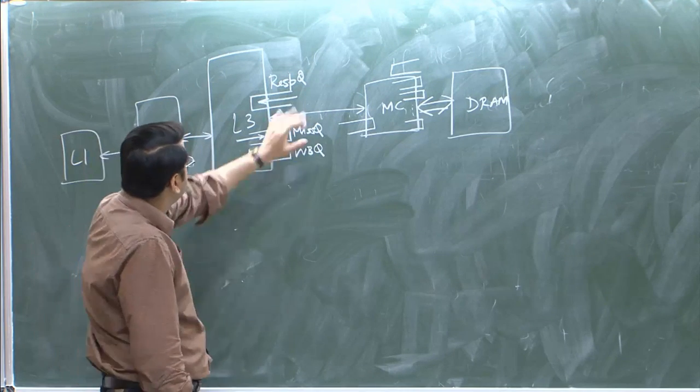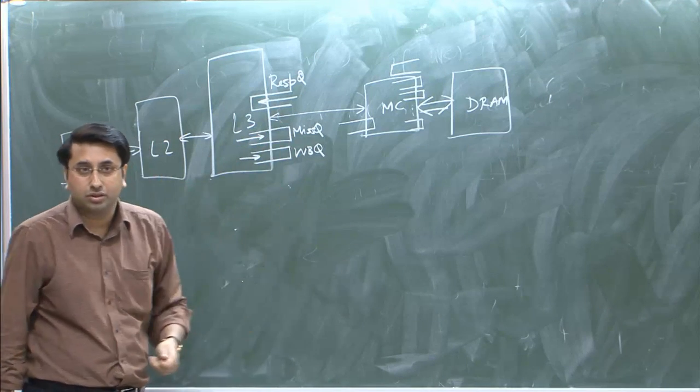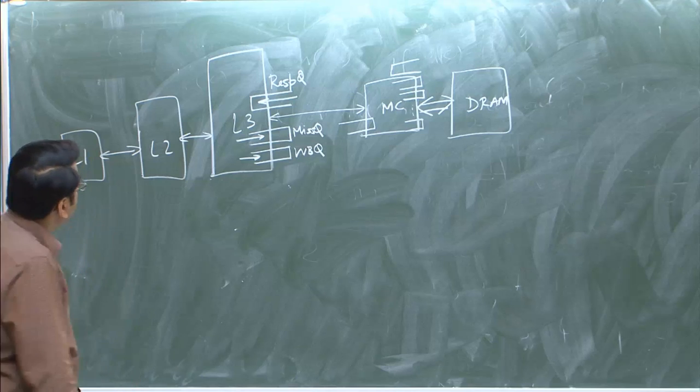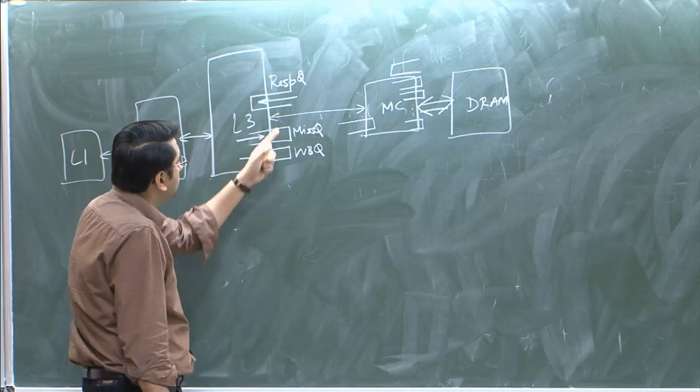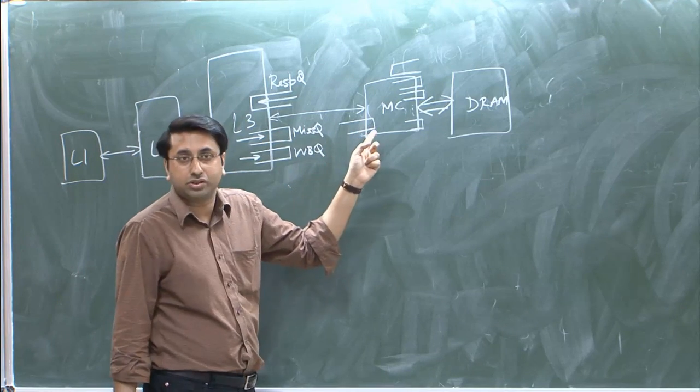And there's an arbiter which schedules these three queues according to some protocol. Whenever it picks one of these two queues, it would pick up the head of the queue and put it in the memory controller's queue. All right?